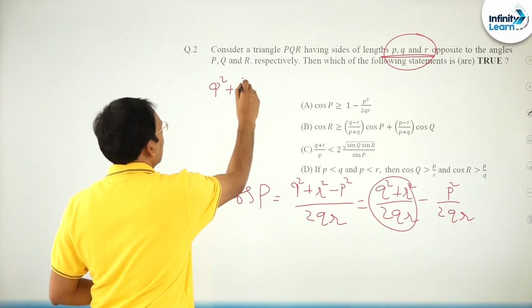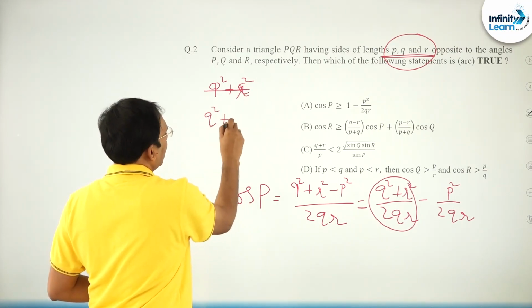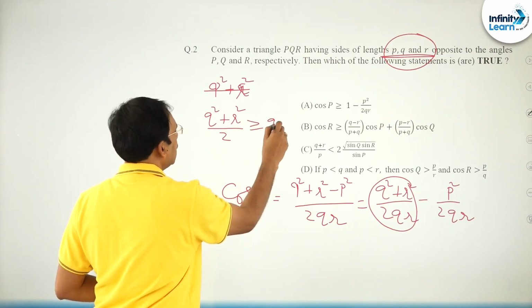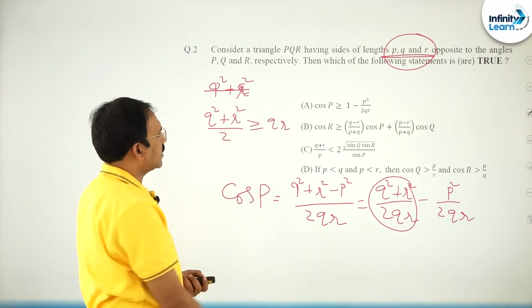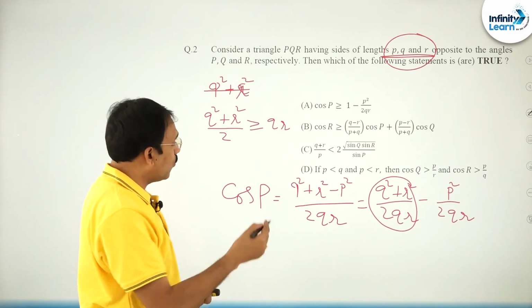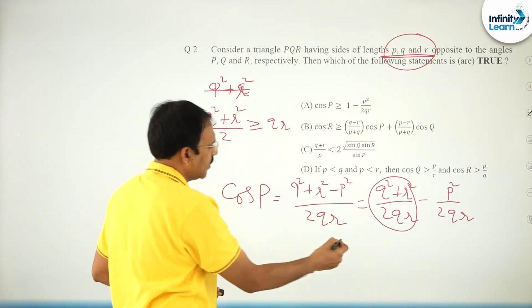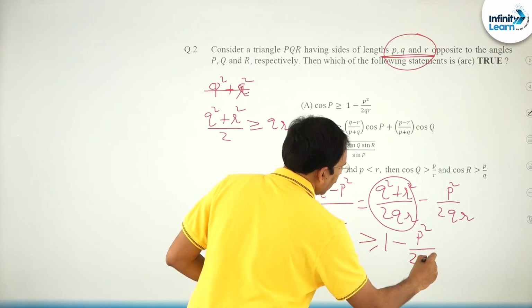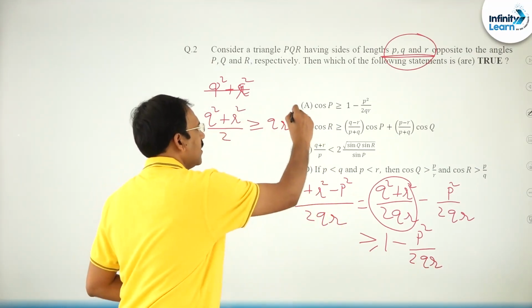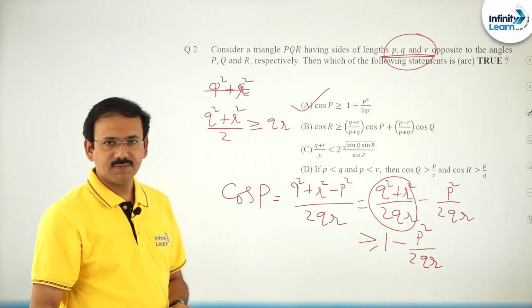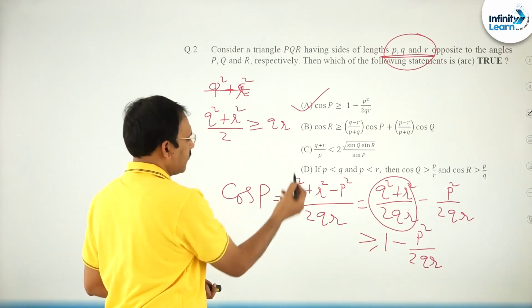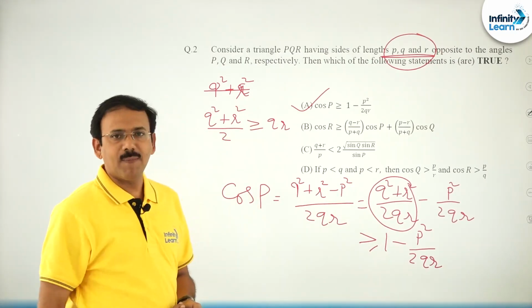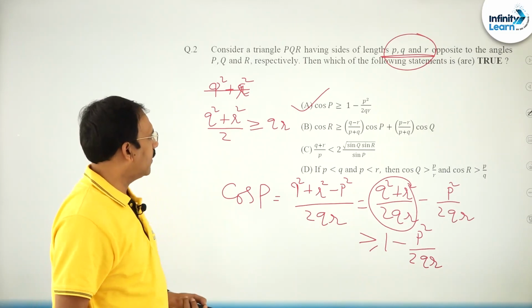So for q square plus r square, the arithmetic mean, (q square plus r square) by 2, is greater than or equal to the geometric mean, qr. So q square plus r square by 2qr is greater than or equal to 1, am I correct? Because these are all positive. So this is greater than or equal to 1 minus p square by 2qr, very simple. The same is given here, so option A is correct. Clear, dear students? I have taken the cosine rule, separated the terms, and for q square and r square I have applied the AM-GM inequality, so A is correct.